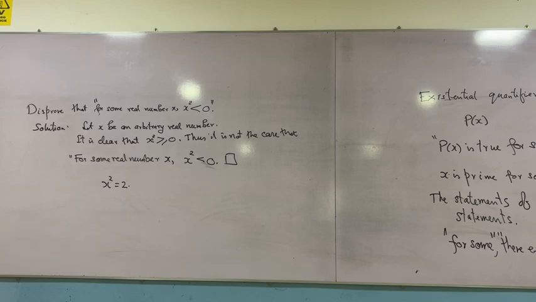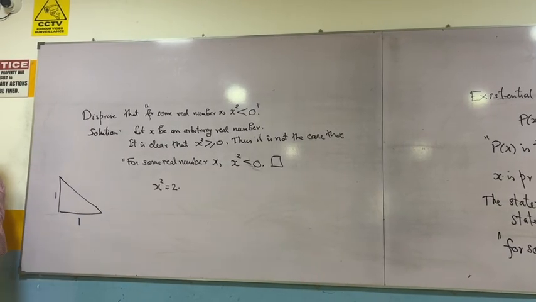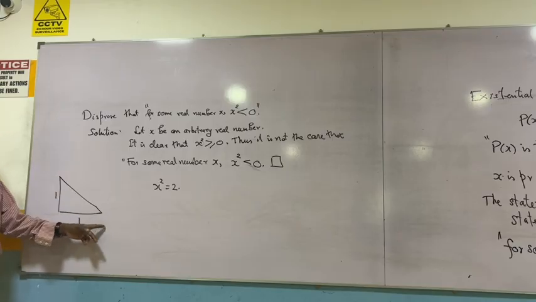You write a number, then when you square it, it is 2. Let me ask in a different way. I have this side is 1, this side is 1. Can you write the length of this side? That's a right angle triangle. We can use Pythagoras theorem. But I want the answer to my question only: can you write the length of this side?